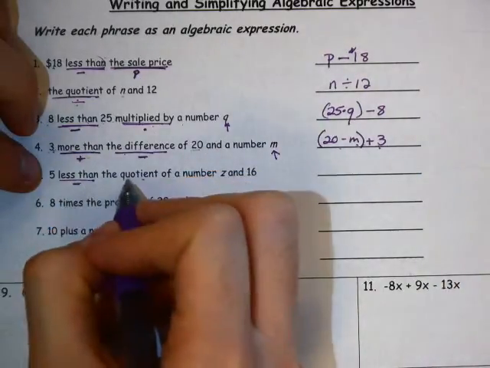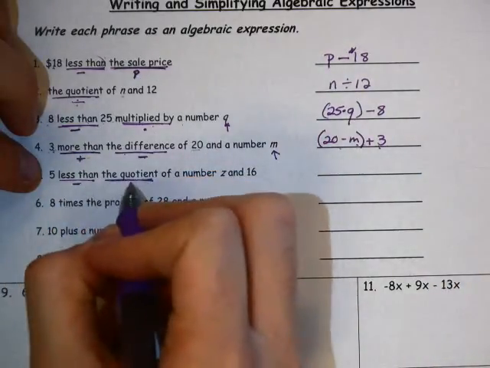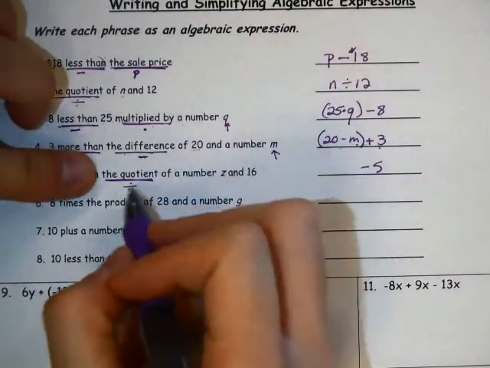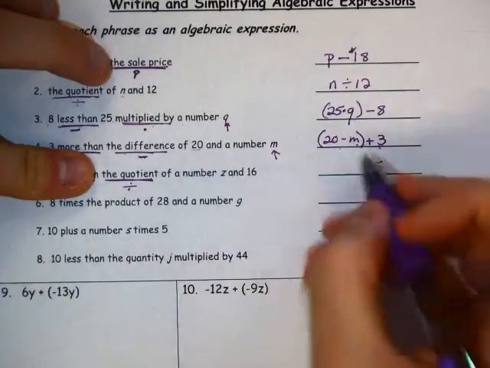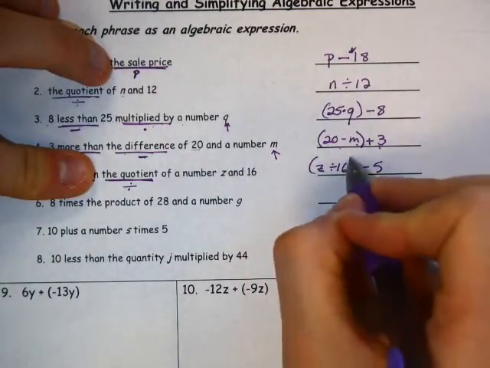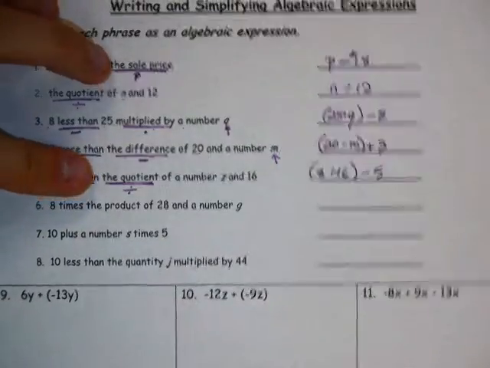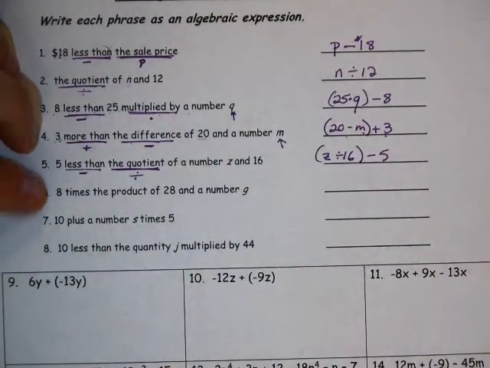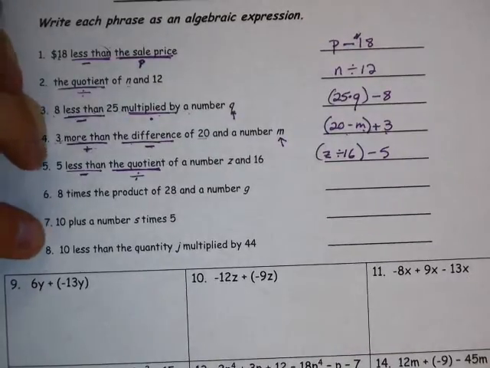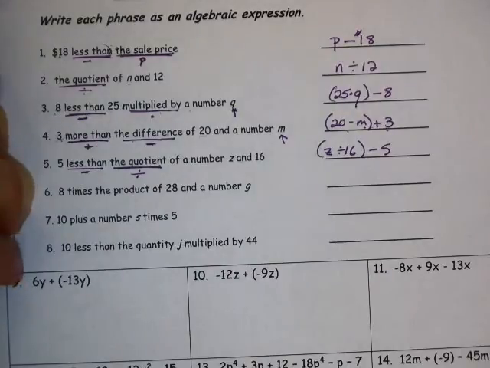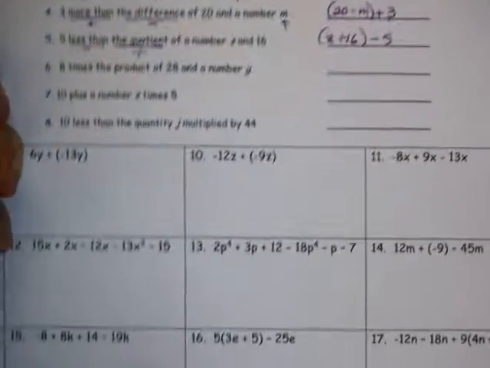Okay, 5 less than the quotient of a number z and 16. So less than is subtraction. The quotient is division. Less than, so 5 less than. And then the quotient of a number z and 16. So we're going to keep that in the same order, z and 16. Order of operations still prevails, so we'll keep that like that. 8 times the product of 28 and a number g. I'm going to let you do these ones on your own. They do get a little more tricky, but I have confidence in you. You can do it. Okay.